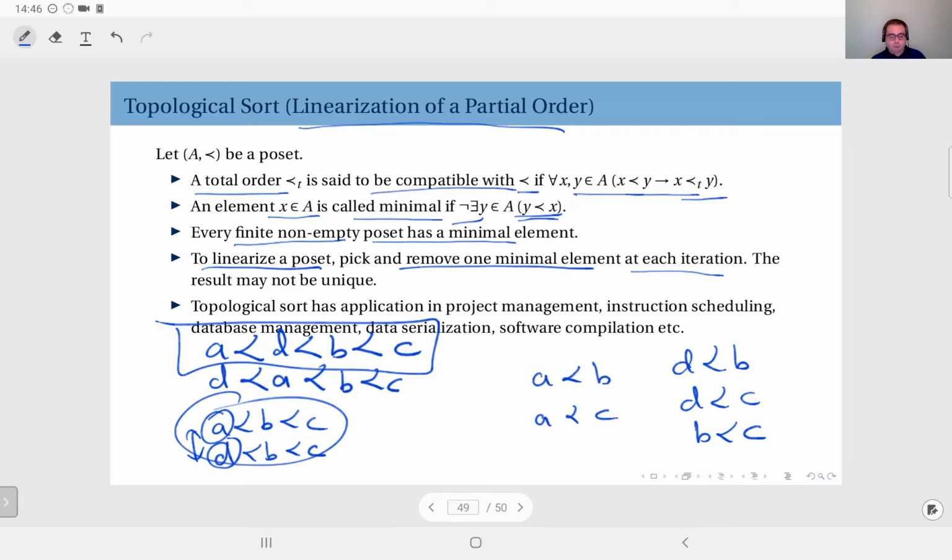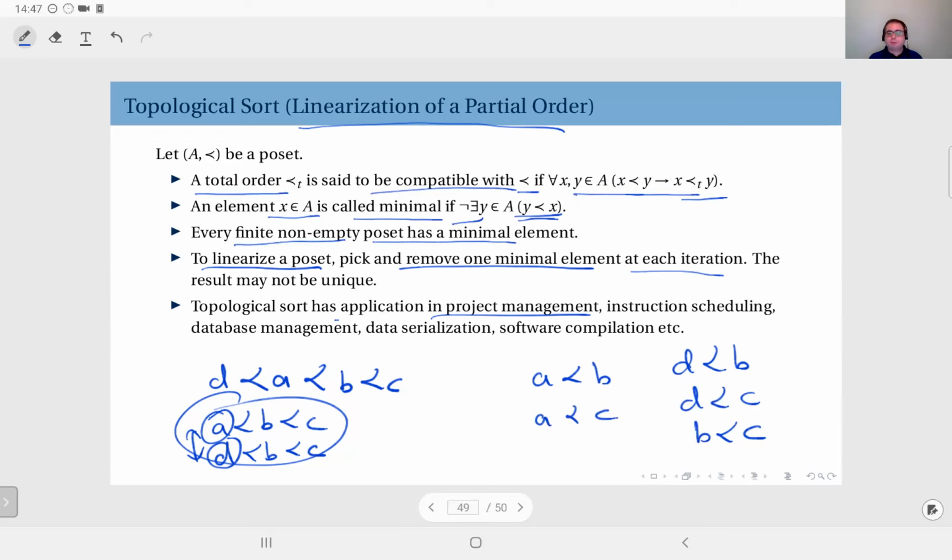So why do we do this? What is the purpose? Topological sort has applications in project management. For instance, you have some tasks that depend on others to be started. You need the output of one task as the input of the other, so it has to wait for that. That's a precedence. There is an order, a precedence order among the tasks of a project.